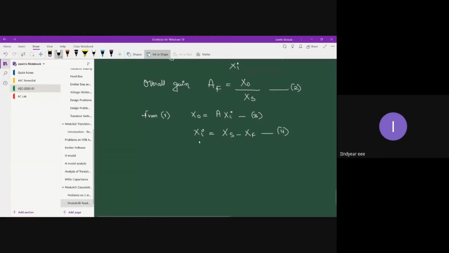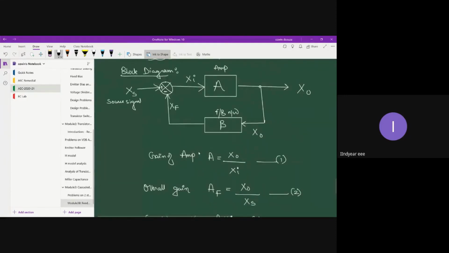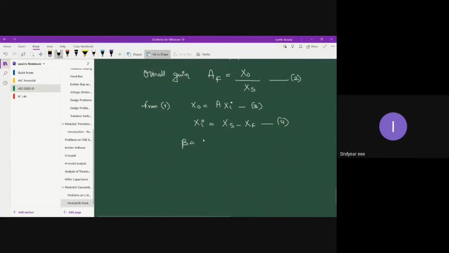Then also let us define the feedback gain beta. So what is feedback gain? Gain is the output signal to the input signal. So the output signal is xf and the input signal is x0. That implies your feedback signal xf is equal to beta times x0. Let's take this expression as equation 5.